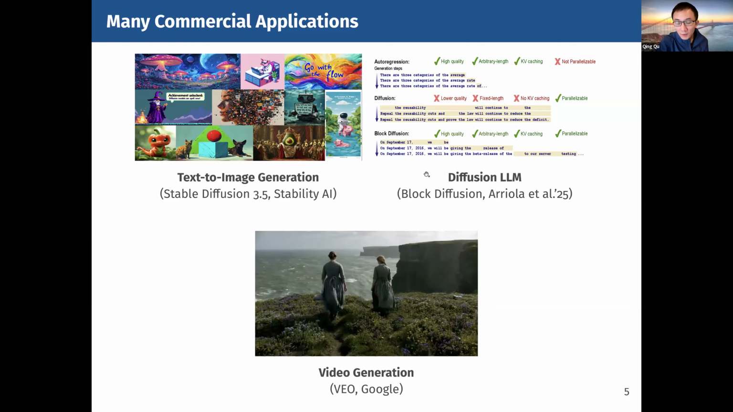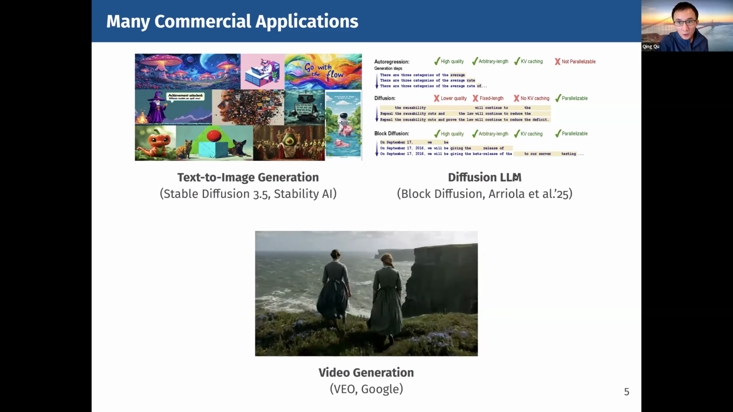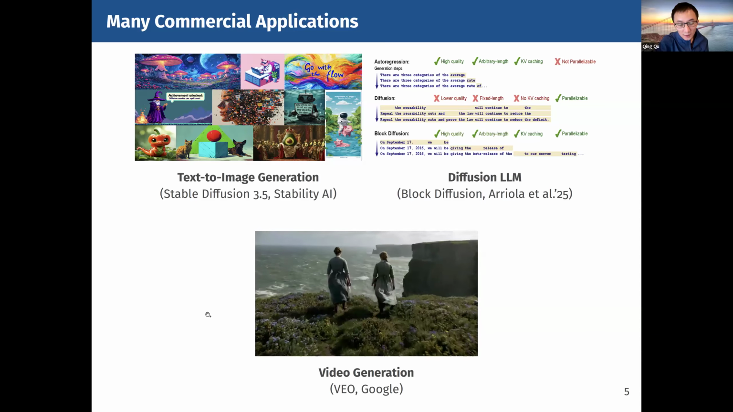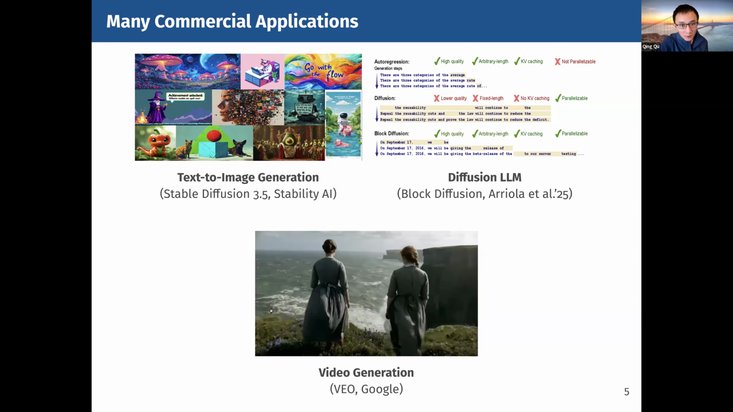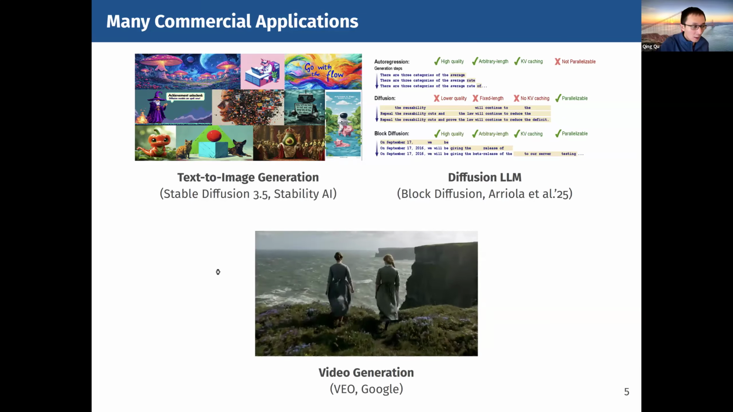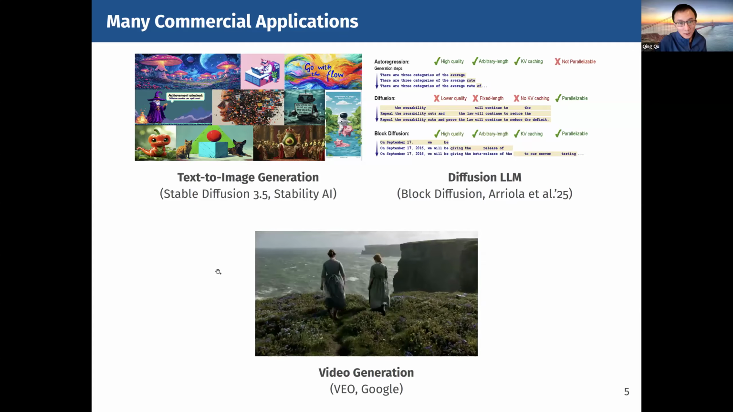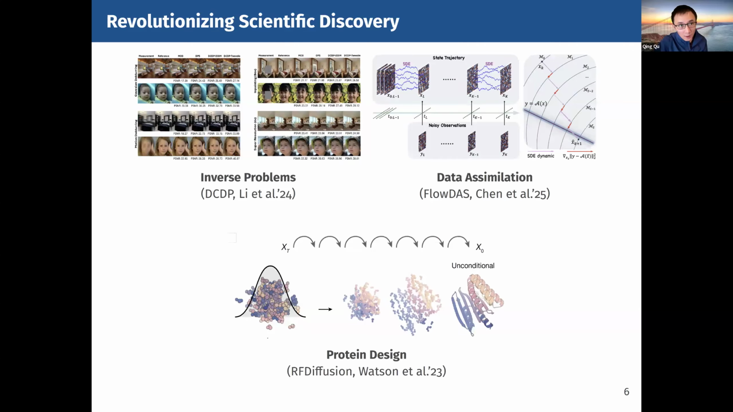Recently people are also leveraging this idea of diffusion models to do language modeling, and we also see the recent success of video generation powered by transformer diffusion models. Moreover, people are also leveraging diffusion models as a prior to solve all kinds of high-dimensional inverse problems, for example, image restoration, data simulation, and protein design, etc.